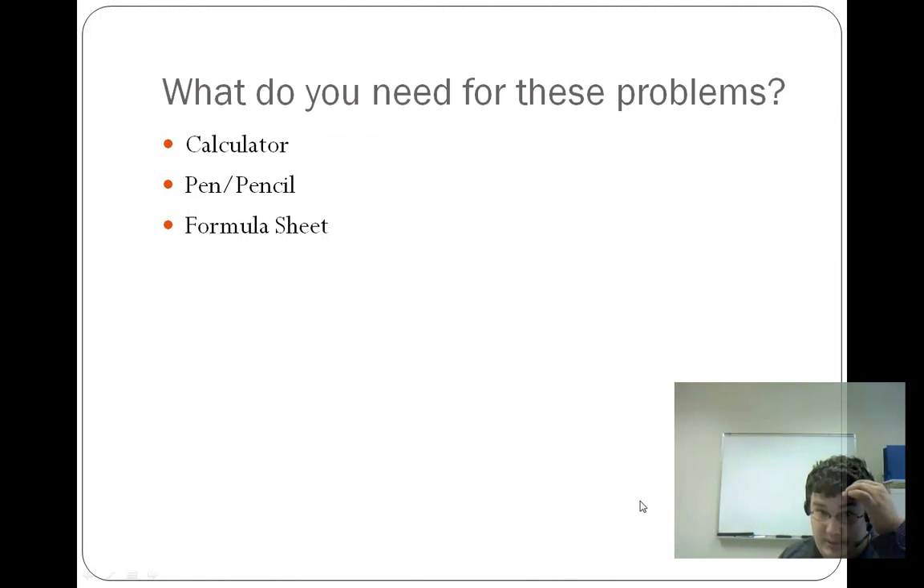Now, what do you need for these problems? Well, you'll need a calculator that can handle trig, so it can do sine, cosine, tangent, and the inverses of those. Pen or pencil, obviously, you need something to write with. I would prefer pencil because if you make a mistake, you can go back and correct it a lot easier than with a pen. And you need your formula sheet. You should have gotten from the professor a sheet with all the formulas for the semester, and you'll need that to keep referring to. But I will let you know what formulas we're using. We're only using a few.